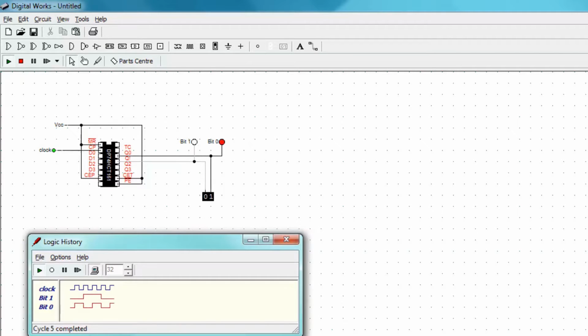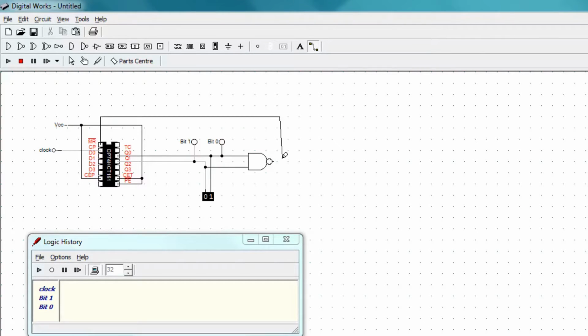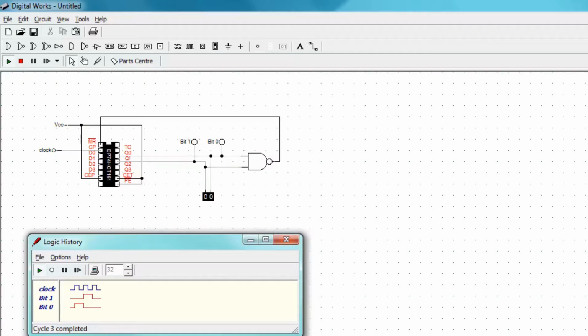Now, if we simulate this, it's going to count from 0 to 3 before repeating. But we want to repeat after counting to 2. So how can we do this? This chip has a master reset pin that we want to bring low when the count gets past 2. So when the count first reaches 3, then we want to reset the chip so that we're back to 0 instead of 3. We can use a NAND gate to do this. When the count is 3, which is the input to the NAND gate, then the output of the NAND gate will be low. So let's try this out. And now we count from 0, 1, 2, and back to 0, 1, 2, etc.